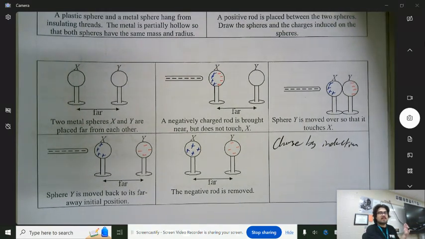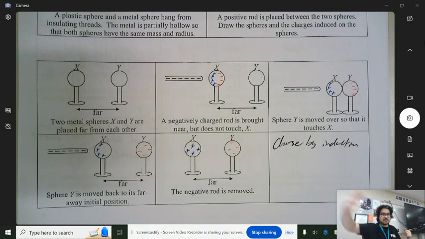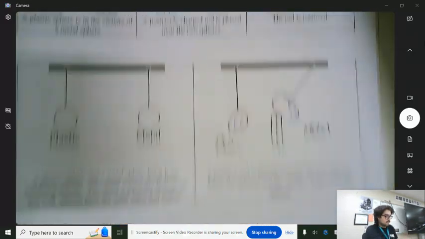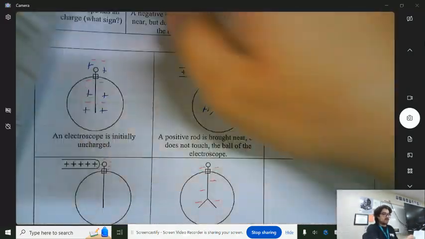It just used its electric force to pull the charges one way and then push the other ones onto the other sphere. Okay. Again, there was no physical contact here between the charged object and the spheres. It was just induction. Okay. So that's charging. That's an example of charging by induction. Okay.